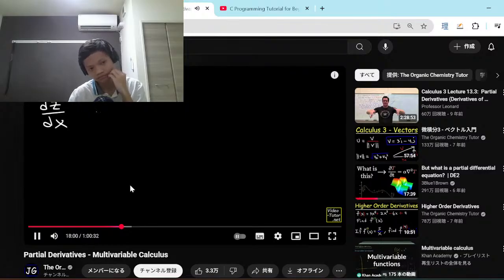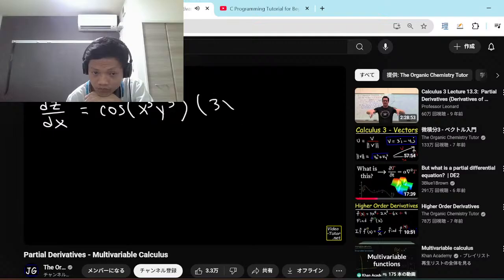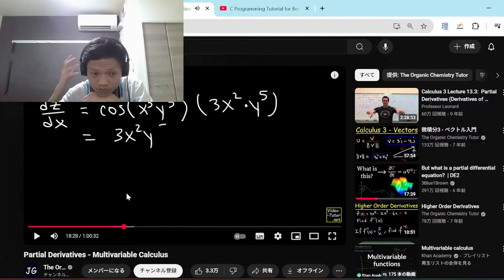So now let's work on the problem that we have. Let's find dz/dx. The derivative of sine is cosine, and whatever is inside sine, we're going to keep the same. We're not going to change it. So it's going to be x cubed y to the fifth. And now we need to differentiate x cubed y to the fifth with respect to x. So we're going to treat x as a variable, y is constant. The derivative of x cubed is 3x squared, and then we're going to multiply that by the constant. So that's the answer, which we can write as 3x squared y to the fifth, and then cosine x cubed y to the fifth.